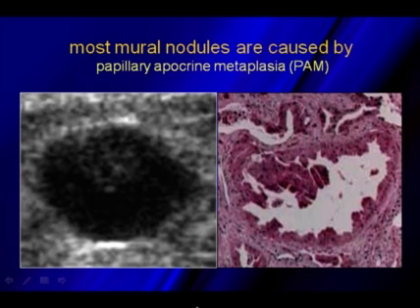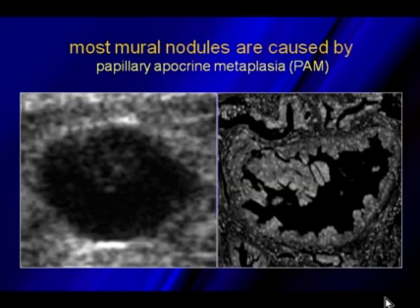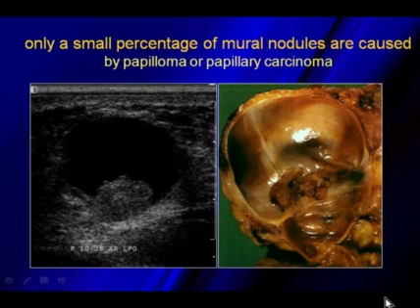Now, most mural nodules that we see within these non-simple breast cysts are actually caused by papillary apocrine metaplasia. When you look at this cyst, it looks just like a solid mural nodule. If you use color Doppler, you typically will not see any flow. And this was aspirated, and it was proven to be papillary apocrine metaplasia that you see quite often in a lot of these cysts. Only a small percentage of mural nodules are caused by papillomas or papillary carcinomas.